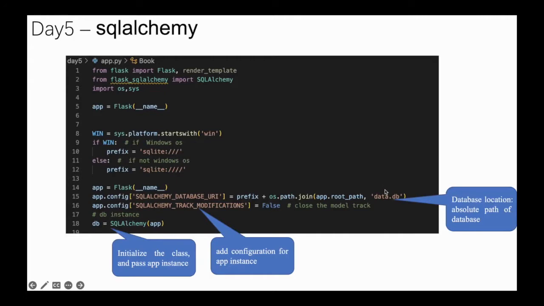Actually, the most common default name is data.db. For example, we use data.db. And if you don't want to use the modification tracking, just set it to False. And then you can initialize the SQLAlchemy instance class and pass the app instance as a parameter to this instance. It's very simple.